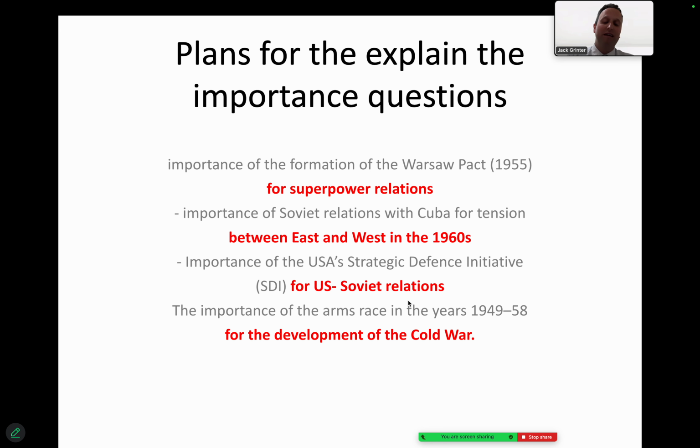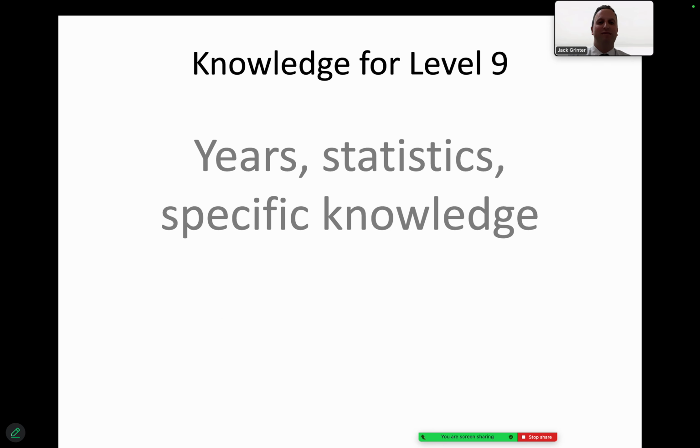You'll also want to think about the development of the Cold War: how did that event, why was it important for developing the Cold War as we go forward? So with this, it's important that you focus your knowledge on whatever that focus is when you're explaining it.